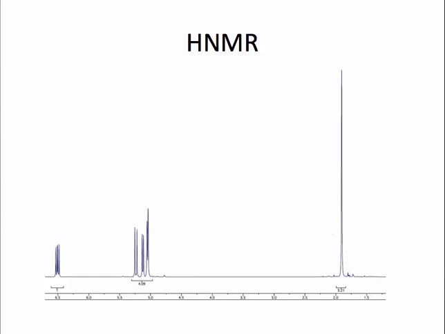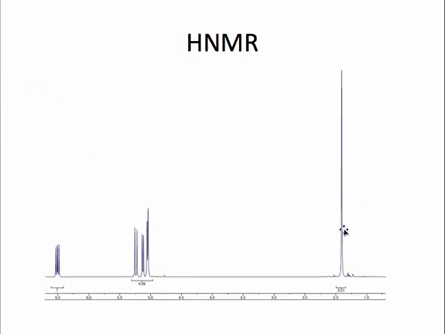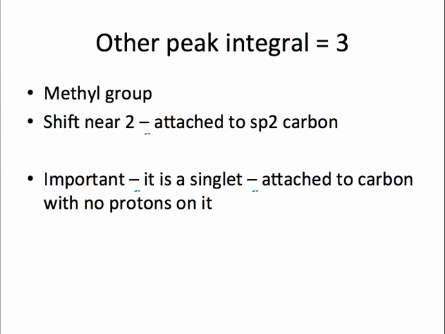And everything else has an integral of 3. That means it's a methyl group. Its chemical shift is near 2, which means it's attached to an sp2 carbon. It would be at about 1 if it were attached to a regular alkane. The most important thing about it, though, is that it is a singlet. And since it's a singlet, that means it must be attached to a carbon that has no protons on it.